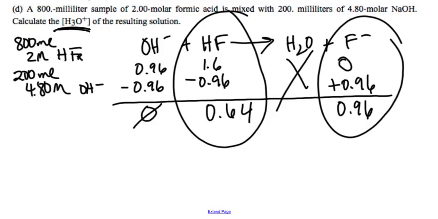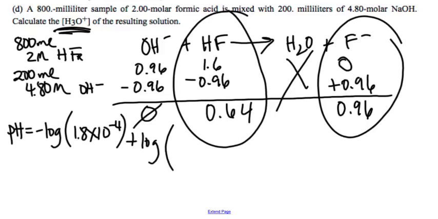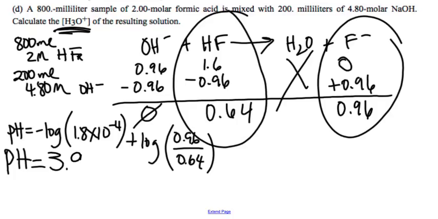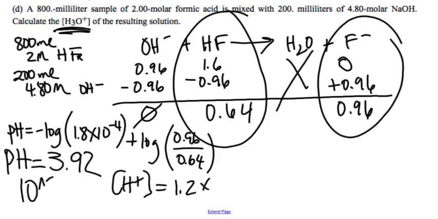We're looking for the H3O plus concentration. pH is equal to the negative log of, what was it, 1.80 times 10 to the negative 4, plus the log, what goes on top? 0.96 over 0.64. All right. 3.92. And our final thing is 10 to the negative that, 1.2 times 10 to the negative 4th. Good job.